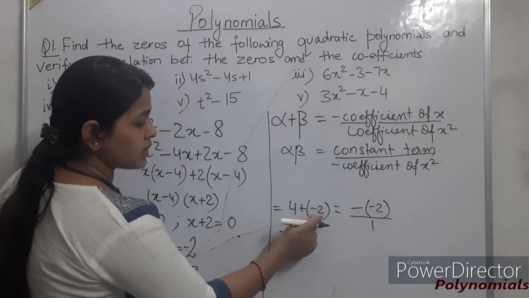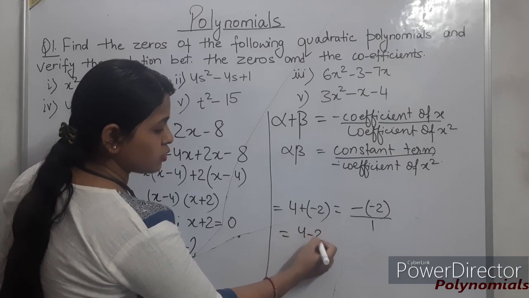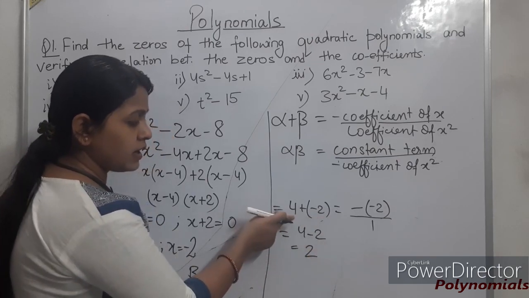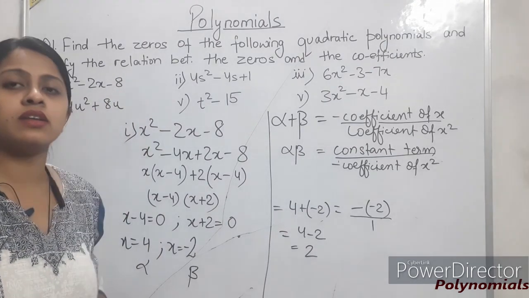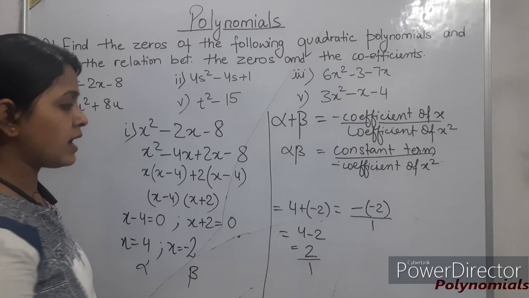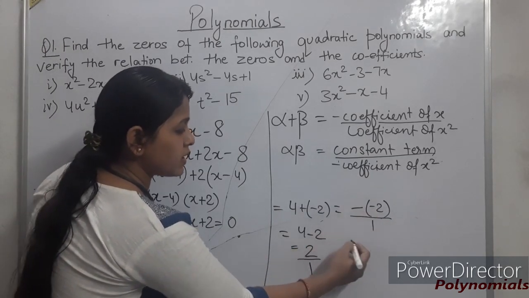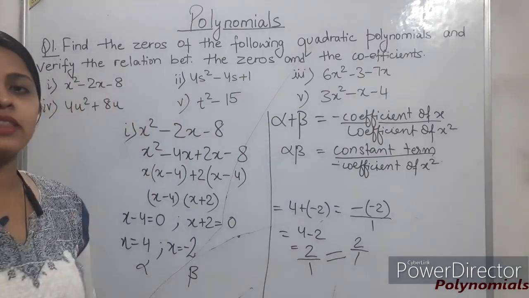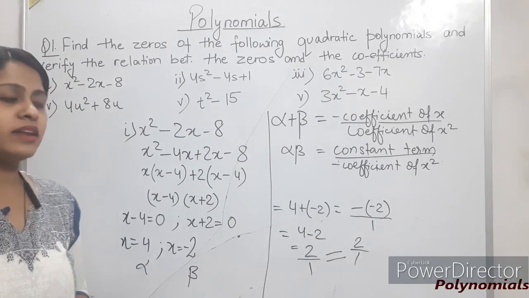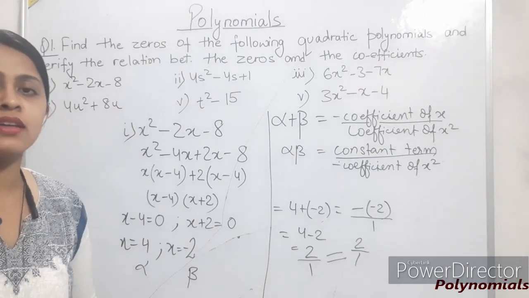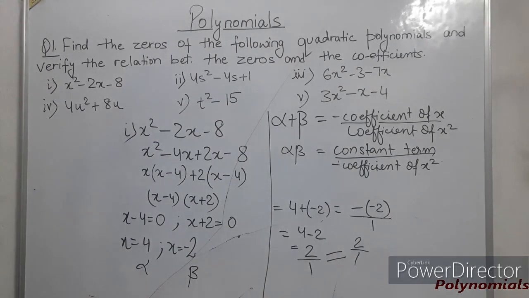4 plus minus 2 is equal to 2. Okay, divide. Here in the denominator there is nothing, so it is understood that in the denominator there is 1. And here, let's see, minus 2 plus 2 divided by 1. So here what we have observed is that LHS is equal to RHS. It means the given zeros are verified. The relation is verified. Okay.